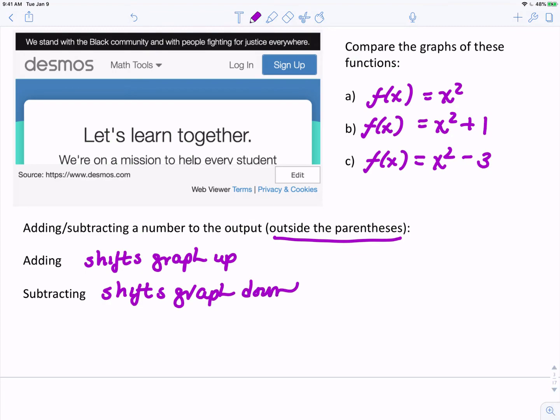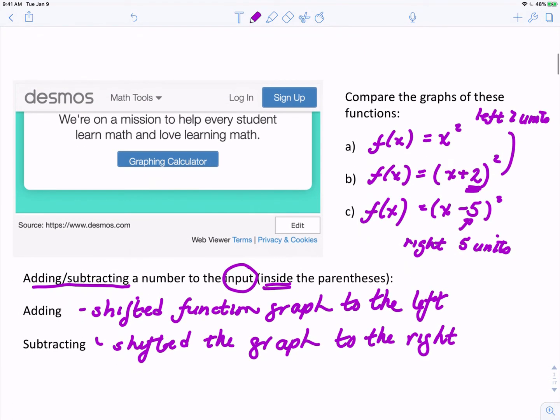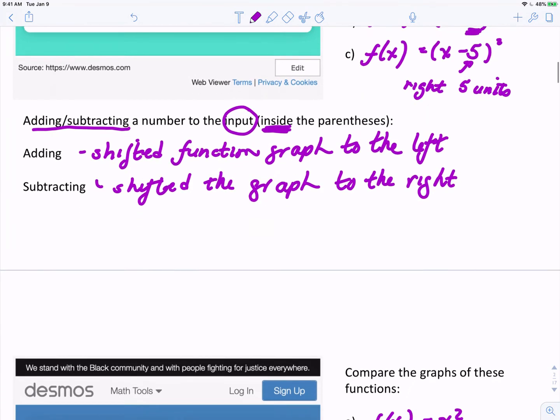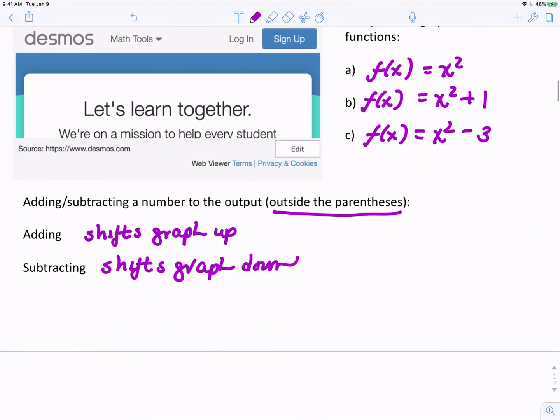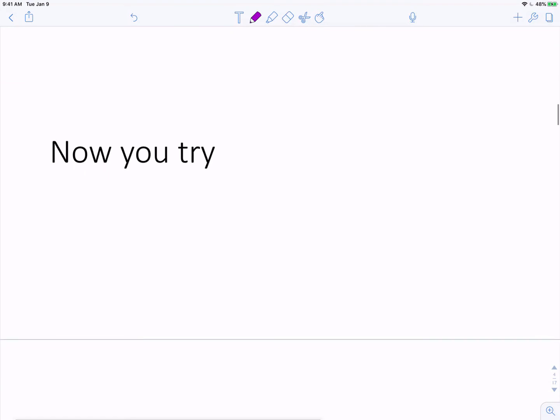So we've looked at two transformations so far. The first one we looked at was what happens when you add or subtract a number inside the parentheses, and we found out that that shifted your graph to the right or to the left. And the second one we looked at was what happens when you add or subtract outside the parentheses, and what we saw is that shifts the graph up or down. And now there'll be an opportunity for you to try a few.